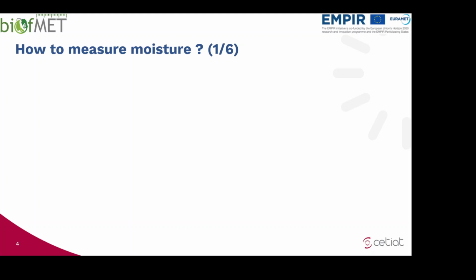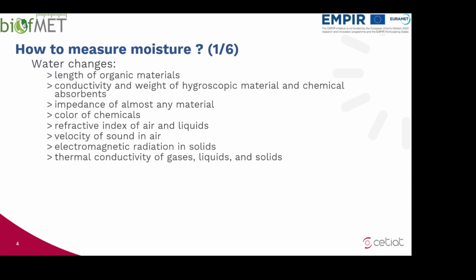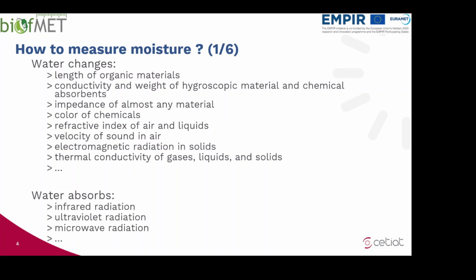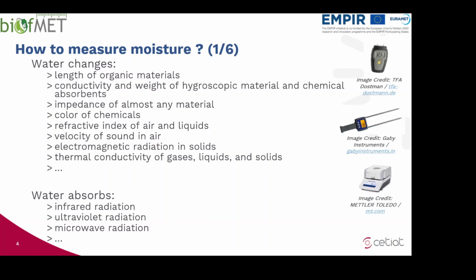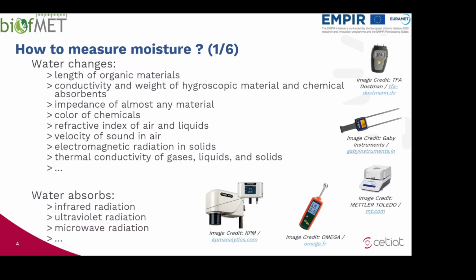Water can affect many thermophysical properties, including length, conductivity, weight, electrical impedance, color, refractive index, or thermal conductivity. Water also has the ability to absorb infrared radiation, ultraviolet radiation, or microwave radiation. Therefore, there are many different measurement principles used to determine either the moisture content or the water content of a material.